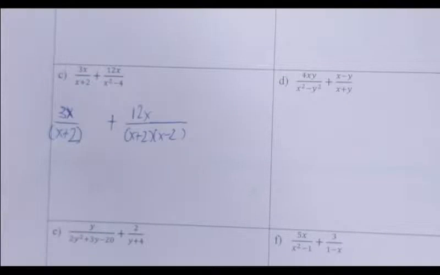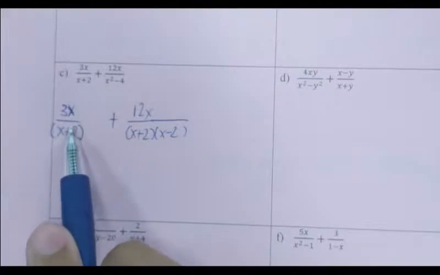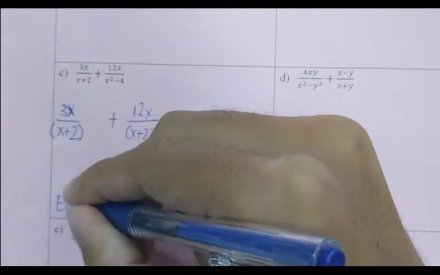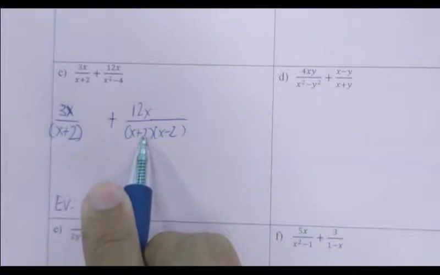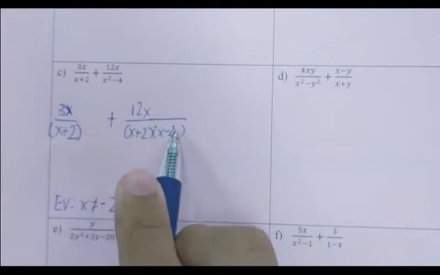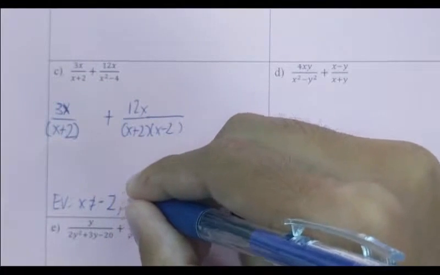Okay, so next step, I want to check for excluded values before I do anything else. Over here, I see that x cannot be -2. And over here, again, x cannot be -2, but also x cannot be +2.